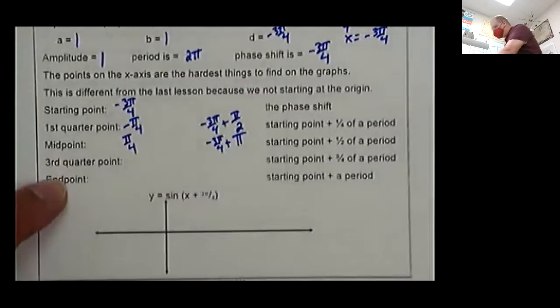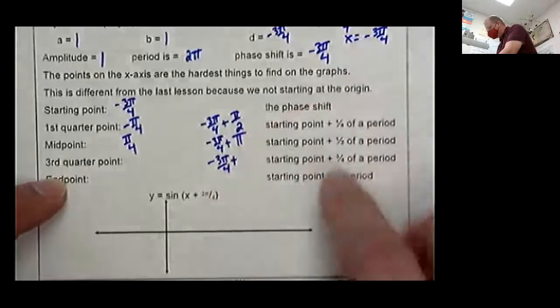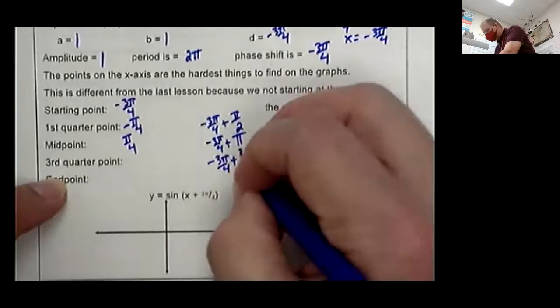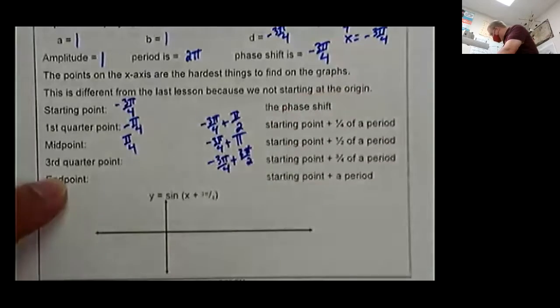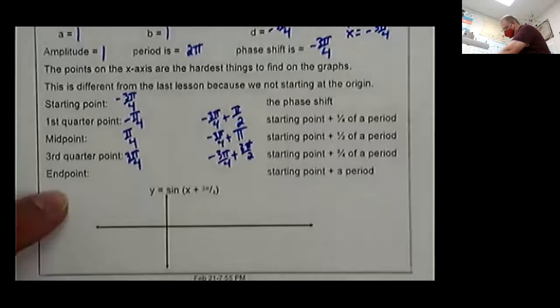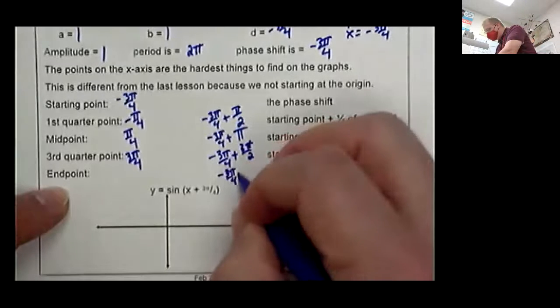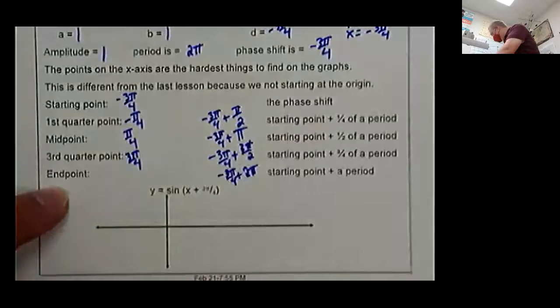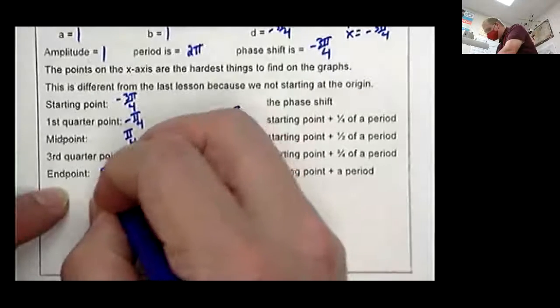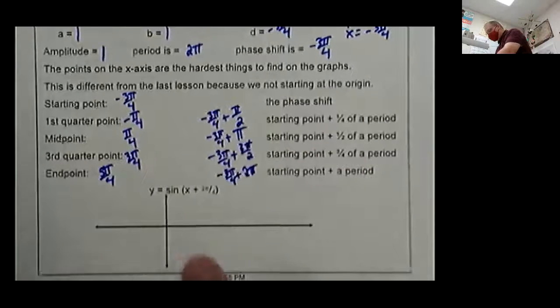Our third quarter point has to be at our phase shift starting point, negative 3 pi fourths, plus 3/4 of our period, that's 3 pi halves. And that ends up at 3 pi fourths. And our ending point has to be negative 3 pi fourths plus 2 pi, and that is 5 pi fourths. Therefore, we can sketch our graph. So we can go by pi fourths.